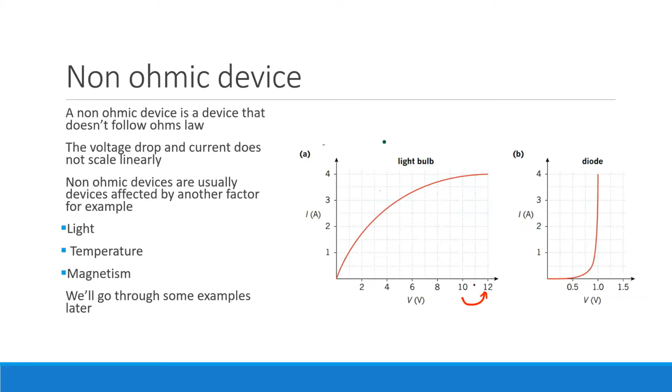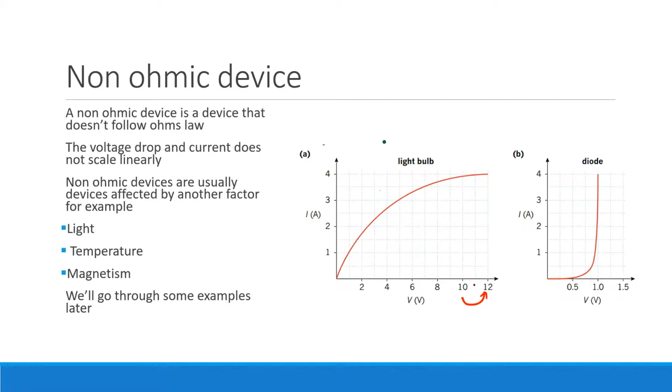And that might be caused by the heat of the light bulb. It might be caused by the size of the filament, the wire filament. If you've got a small pipe, it doesn't matter how hard you push, there's only so much water that can go down it. So these are non-linear, and we refer to them as non-ohmic.